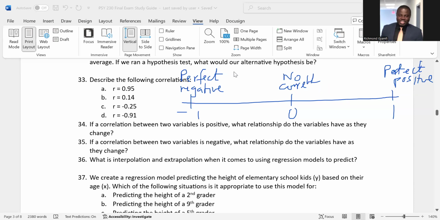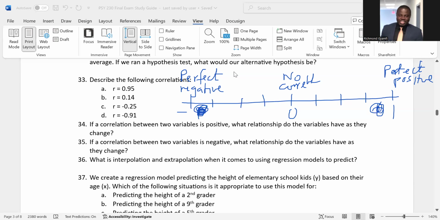Now, if the R value is closer to -1, so I'm going to divide this into 4. If it's closer to -1 here, then you're going to say that that is a strong negative. Why? Because it's almost at -1. If it's closer to +1 here, then we're going to say that is a strong positive.